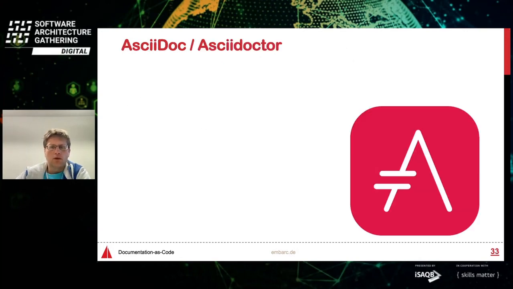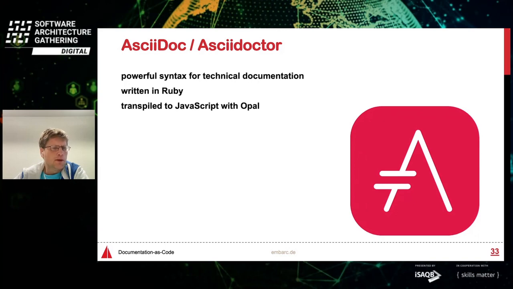So why don't we choose AsciiDoc instead of Markdown? AsciiDoc is a more powerful syntax than Markdown. It's also for technical documentation. It's written in Ruby. It runs also on JavaScript, where it's transpiled with Opal. And it also works on the Java virtual machine, where it's wrapped with JRuby, for example. So you can use AsciiDoc in form of Asciidoctor. That's the interpreter which generates PDF or something like that from AsciiDoc documents.